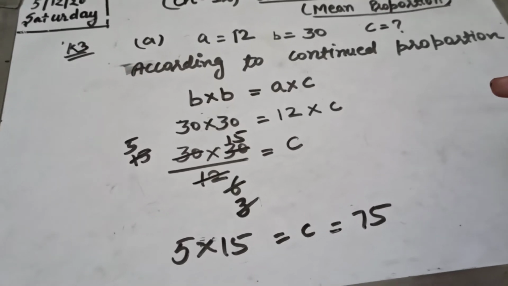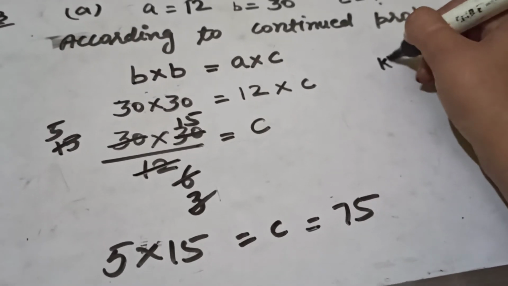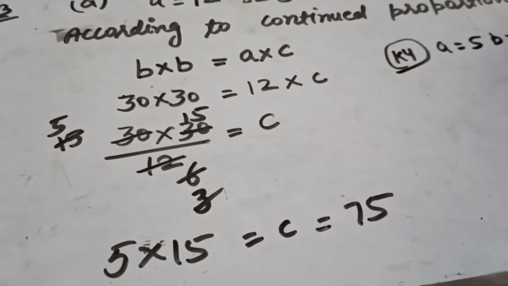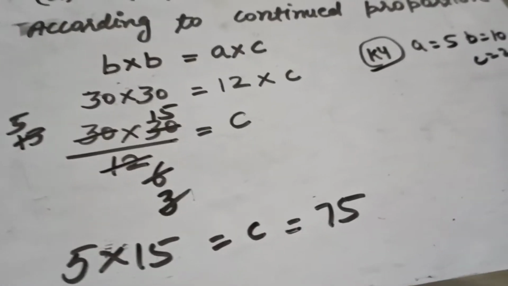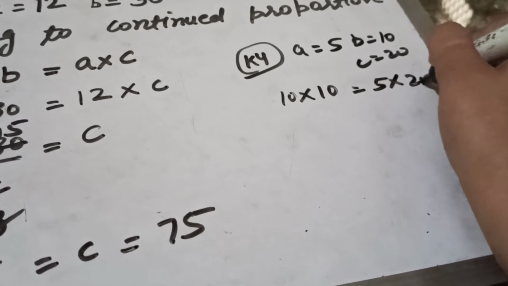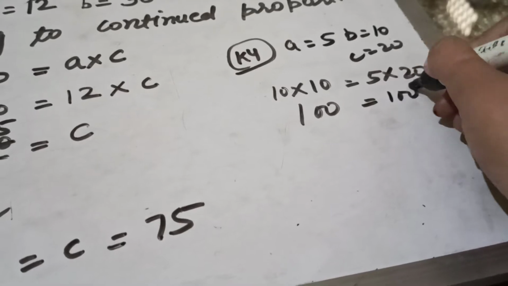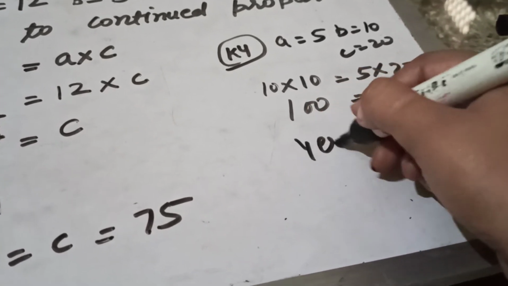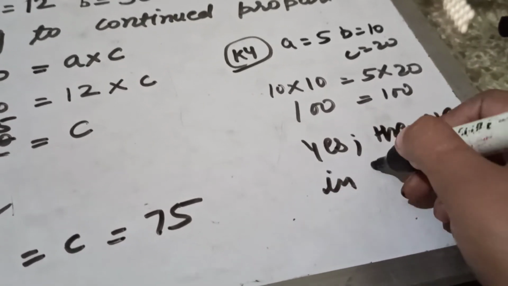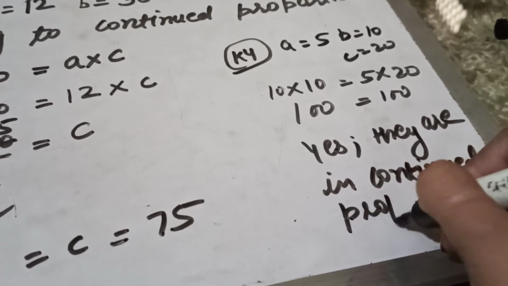Check whether the following groups of numbers are in continued proportion or not. So see, you will write same as it is. A equals 5, B equals 10 and C equals 20. So if they are in continued proportion, then they will be equal. 10 multiply with 10, 100. 5 multiply with 20, 100. Equal, it means yes, they are in continued proportion. Rest part also you will check like this, same as it is.